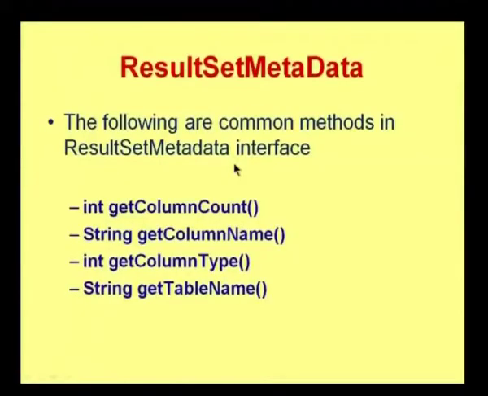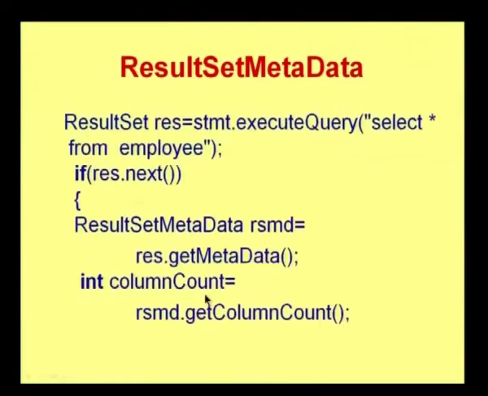So, these are all the methods that are available in the ResultSetMetaData interface. getColumnCount, I can get the number of columns in the particular result set. getColumnName, the particular column name. getColumnType, what is the column type. getTableName, what is the table name of that particular result set.